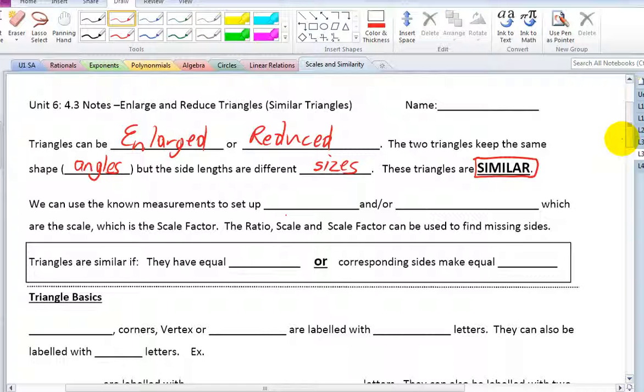We can use the known measurements to set up ratios and or proportions. So those scales, those are the scale factor. Ratio, scale and scale factor can be used to find the missing sides. And that's kind of where we're going with this. We're finding missing sides. In the box, really important, star it. Triangles are similar if they have equal angles or if the corresponding sides make equal ratios. So if you have one, that means the other is true, kind of like the circle properties.